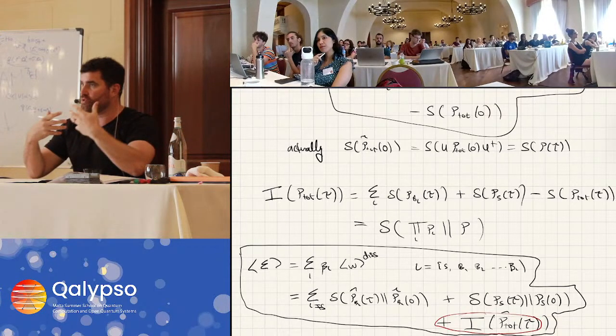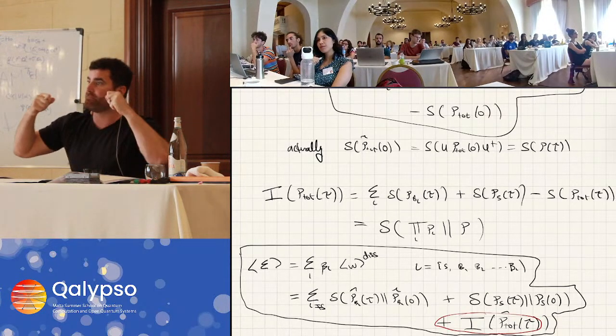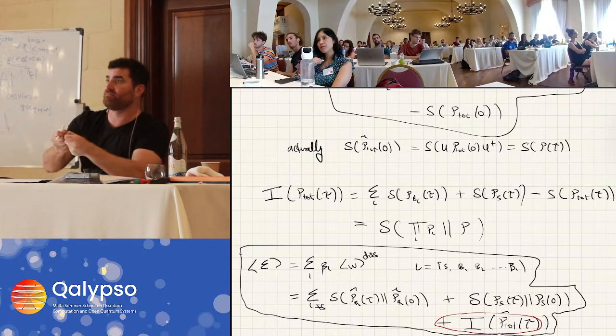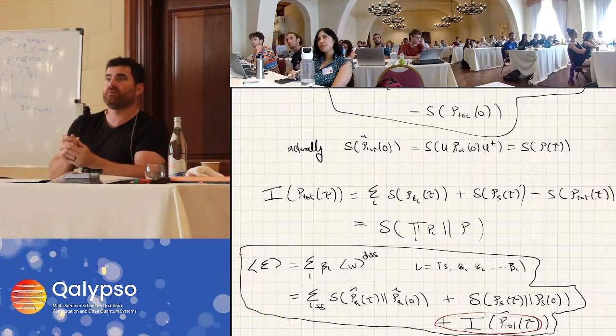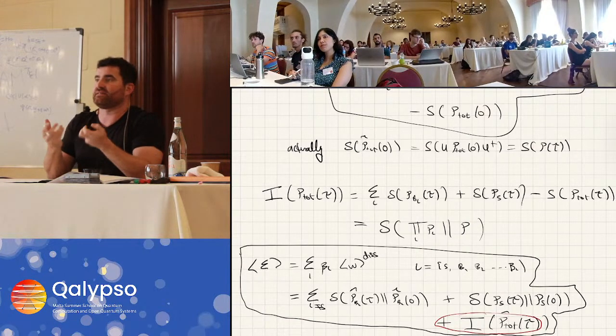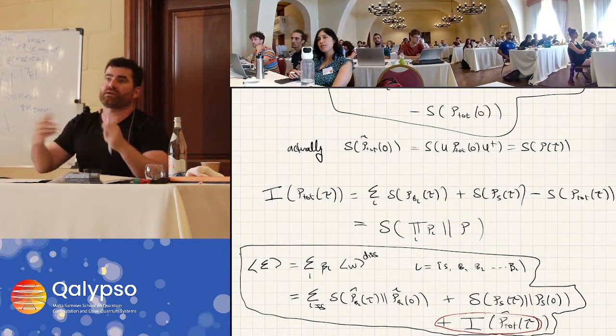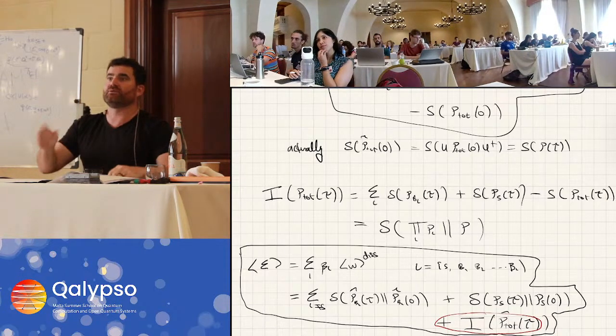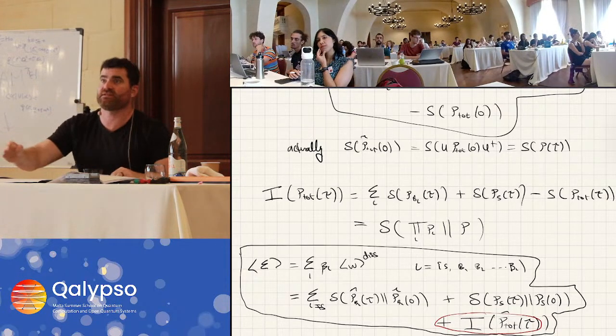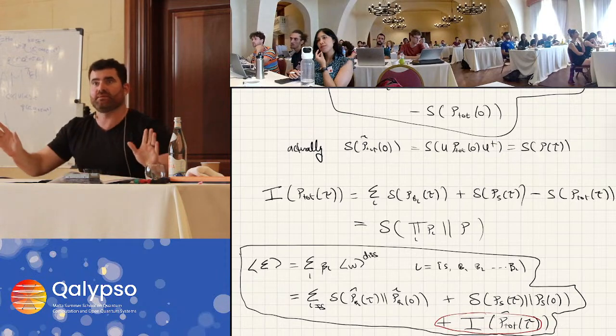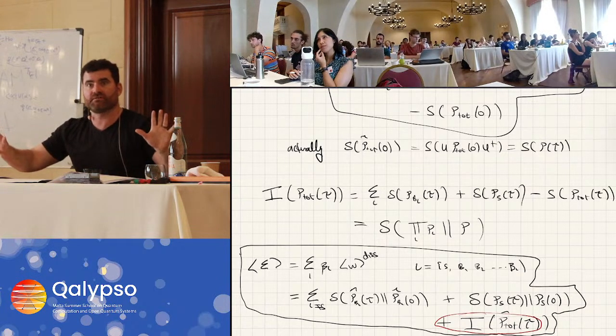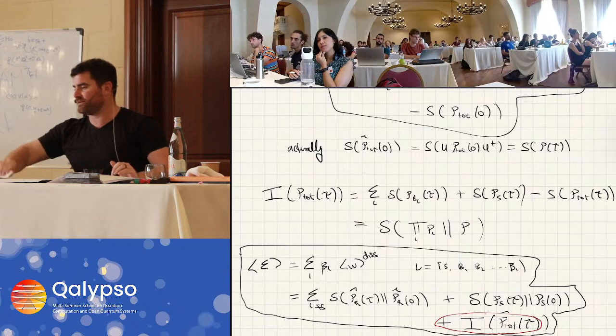You have correlations between the baths, which are mediated by the system. That's a technical issue, and many people are working on methodology to get around that. But for thermodynamic consistency, it is a problem in the long time limit because those correlations dominate. So we leave it at that, and we'll do the last bit after a break.